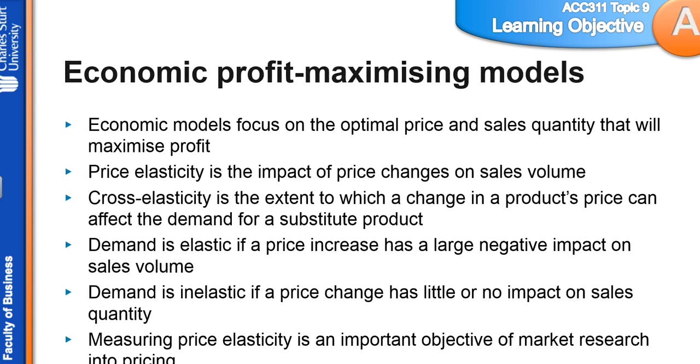We'll first of all be looking at economic profit maximising models. Now, the economic model focuses on the optimal price and sales quantity that will maximise profit. To consider this, we need to consider the price elasticity, and this goes back to your economics, where price elasticity is the impact of price changes on sales volume. So as the price goes up, does the sales volume reduce? We also need to consider what the cross elasticity is, to the extent at which a change in a product's price can affect the demand for a substitute product.